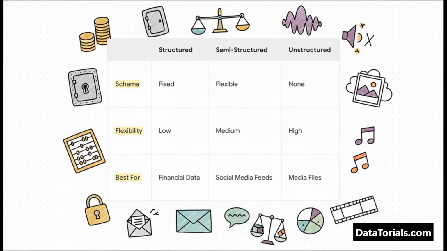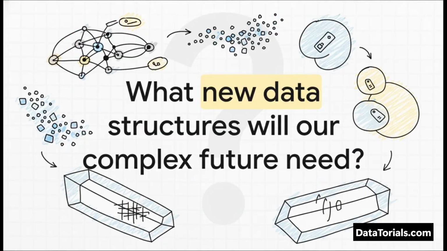You can see that trade-off so clearly. Structured data gives you incredible reliability for things like financial records, but you give up flexibility. Unstructured data gives you total flexibility for things like media files, but it's way harder to analyze. And then you've got semi-structured, sitting right in that powerful sweet spot, balancing both worlds, for things like, you guessed it, social media.